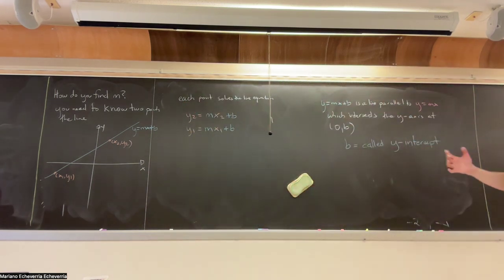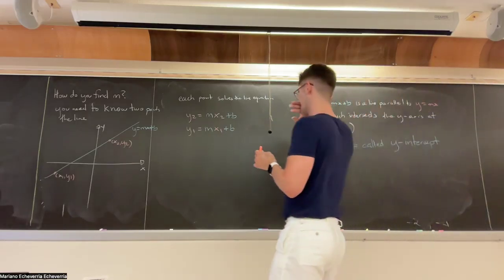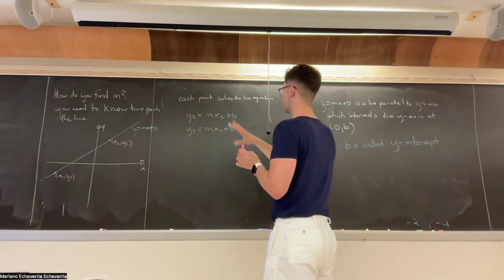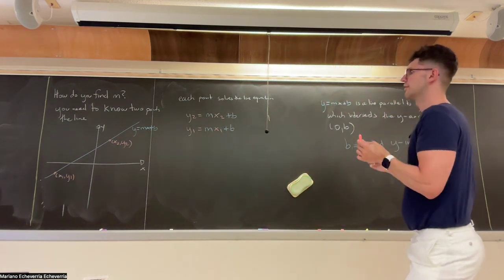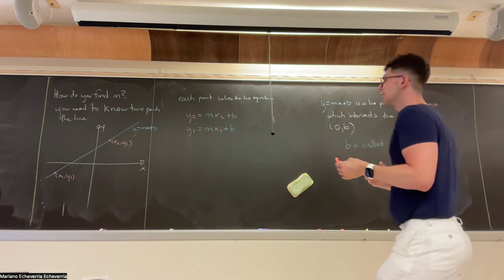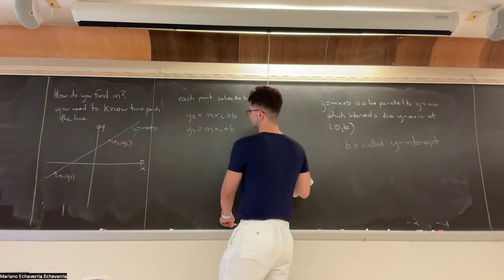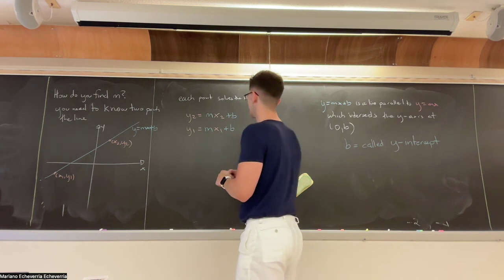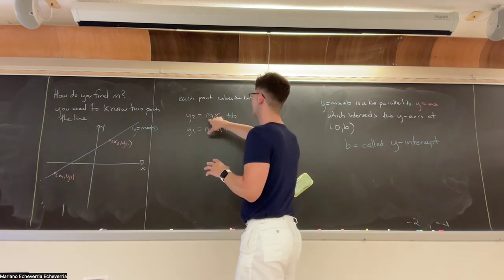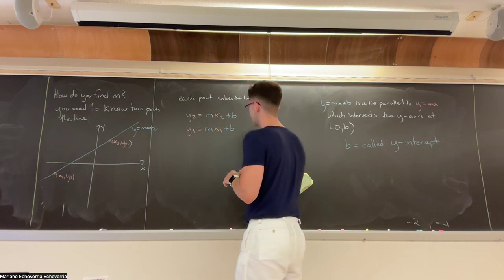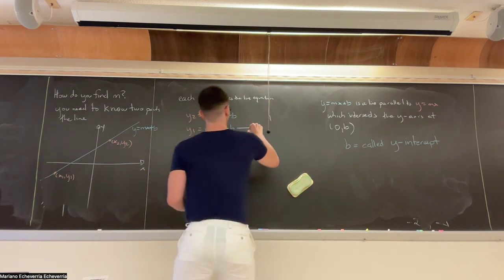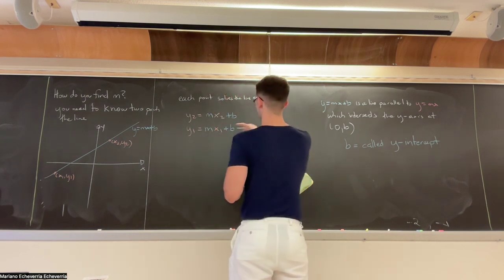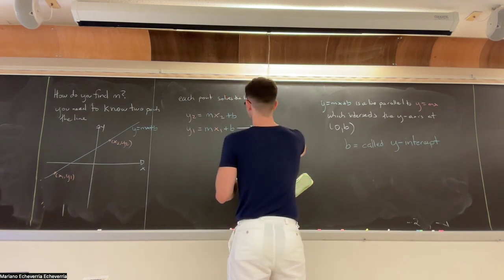So that's what it means for the points to be on the line: the x and y values are related this way. For example, you can do a kind of substitution. Say I want to find m from these two points. If you look at the second equation, you can subtract mx1 from both sides, and that gives you a formula for b.